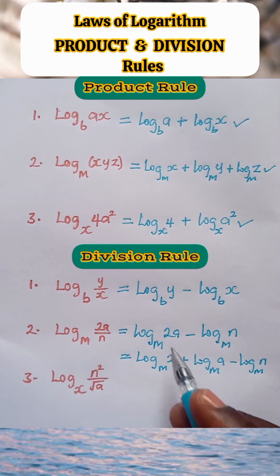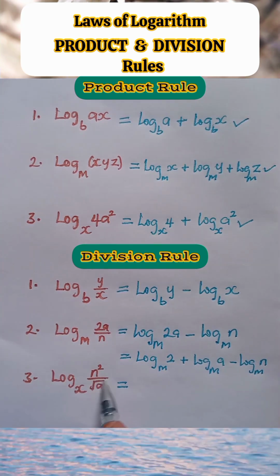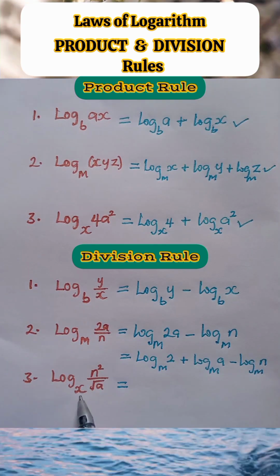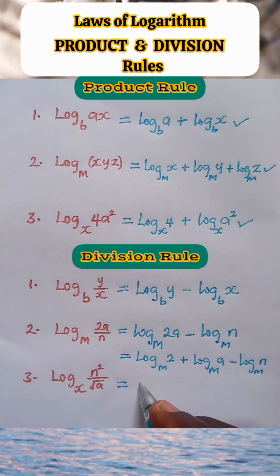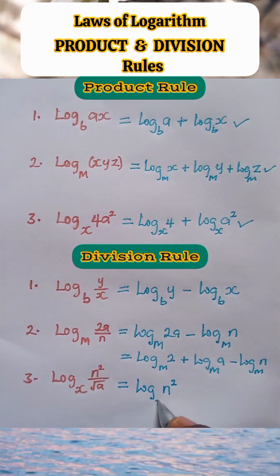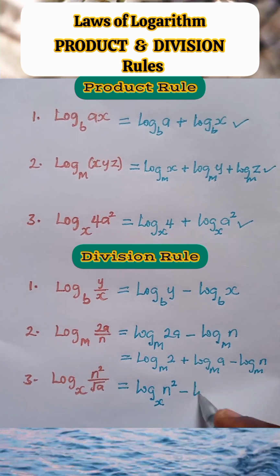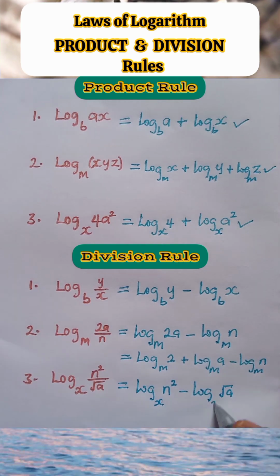Then finally, we have log n square all over cube root of a to base x. These terms here are related by division, and so according to division rule, we can write it as log n square to base x minus log cube root of a to base x.